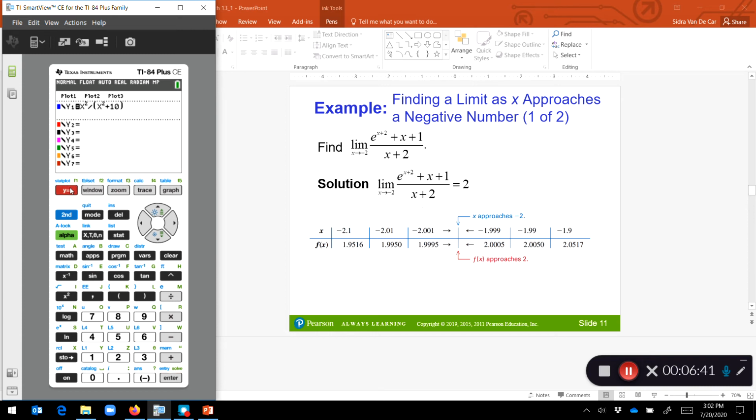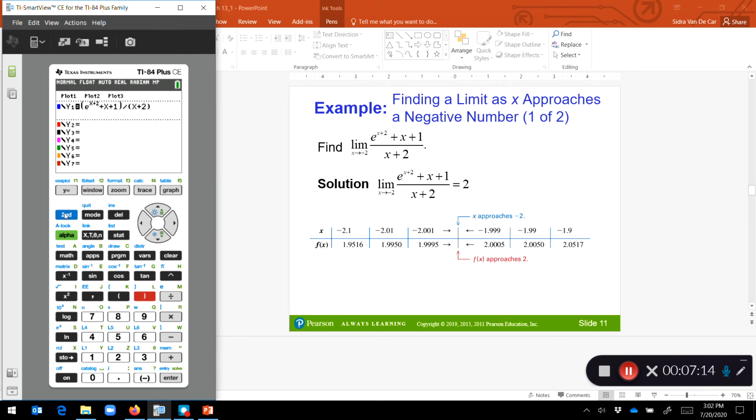Another way that I could do it would be to go to the y equals and type in the equation. So parentheses again, second e to the x plus 2, so x plus 2, and then plus x plus 1, divided by x plus 2. And then I'm going to use the table of values to plug in values.